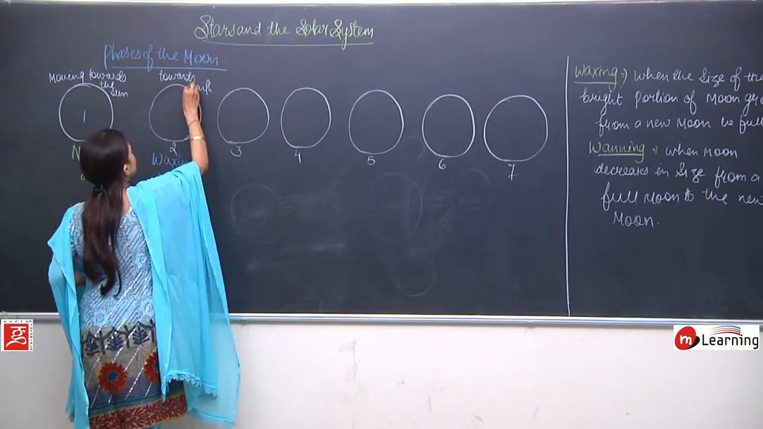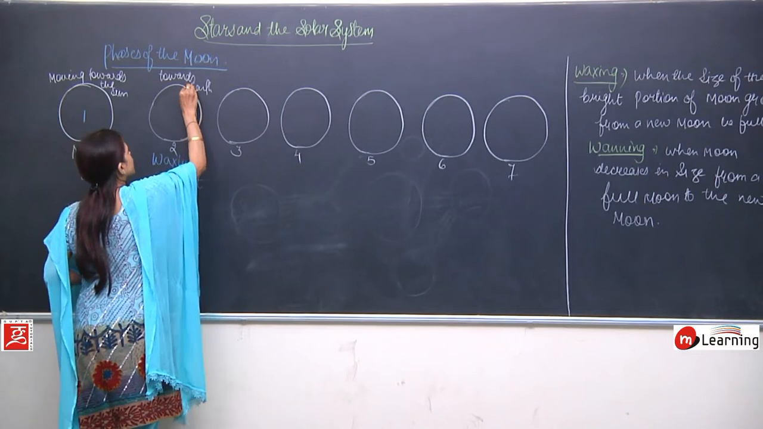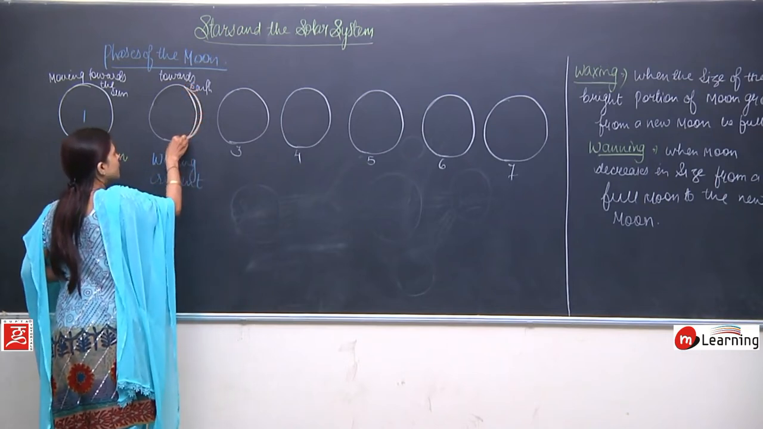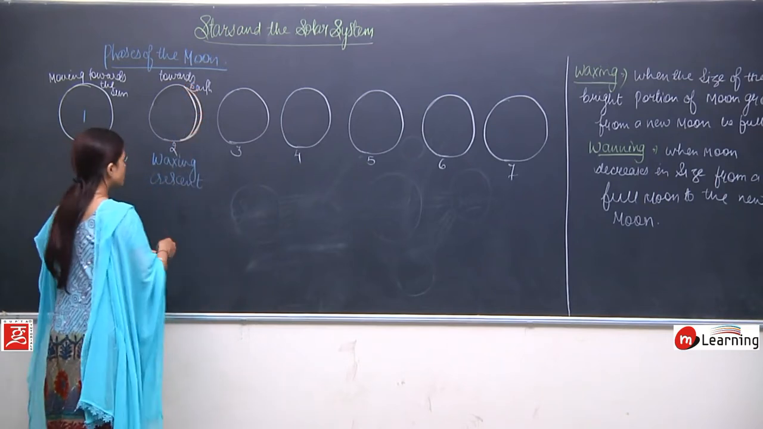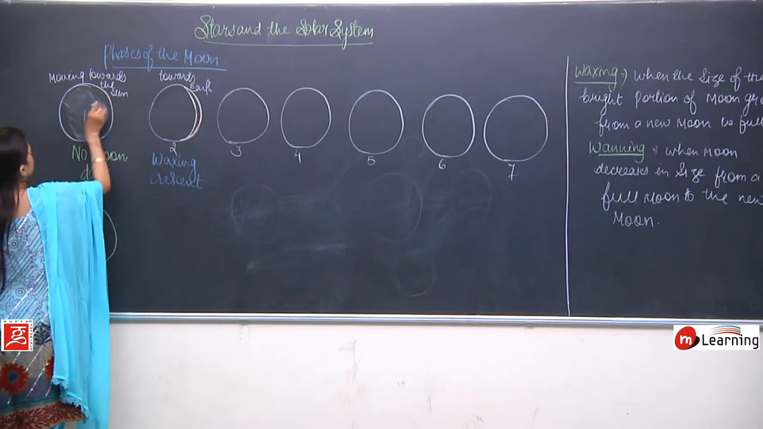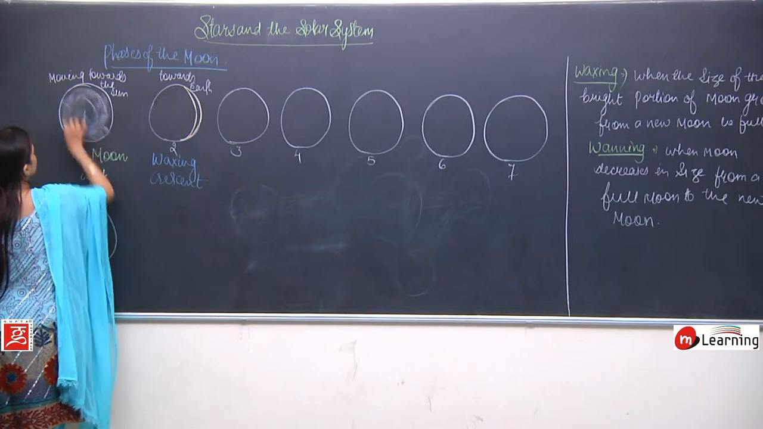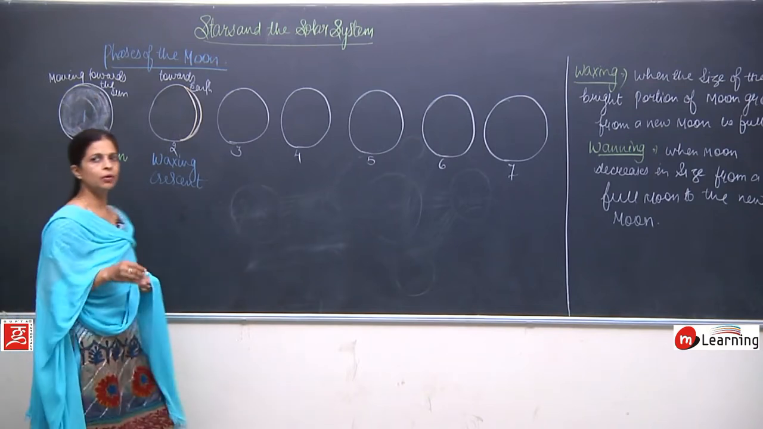And the moon appears in this shape, tapering at the ends. And this whole part is totally dark. We cannot see this moon. And this is no moon.